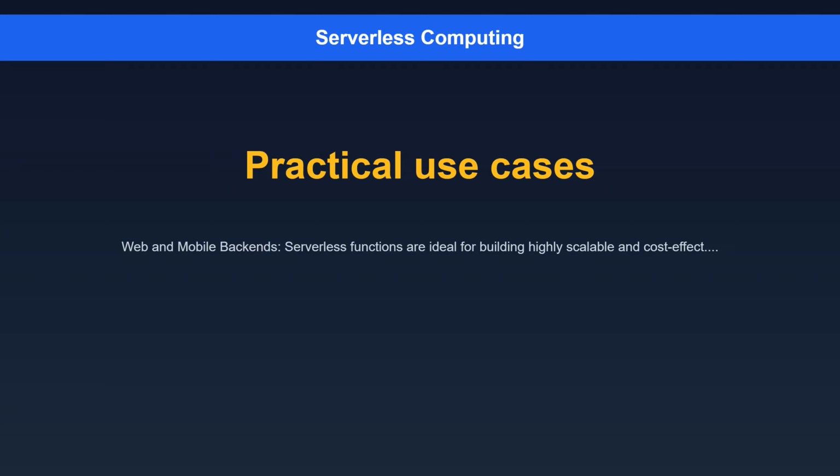Real-time data processing. Serverless is excellent for processing streams of data in real time. For instance, an IoT device sending sensor readings to a message queue, for example, Kinesis or Event Hubs, can trigger a serverless function.